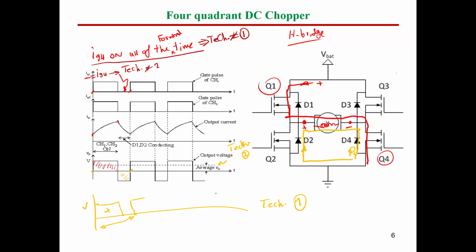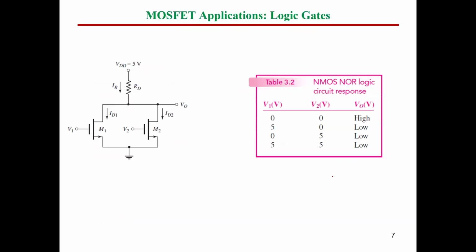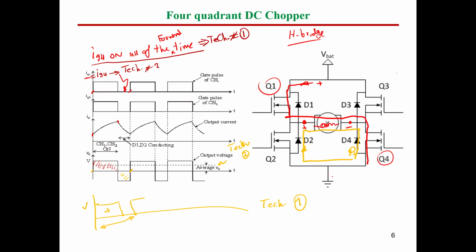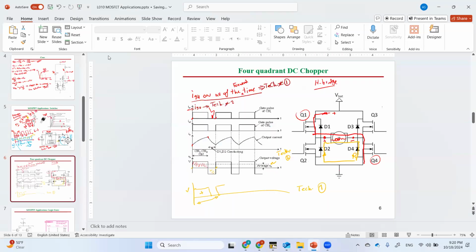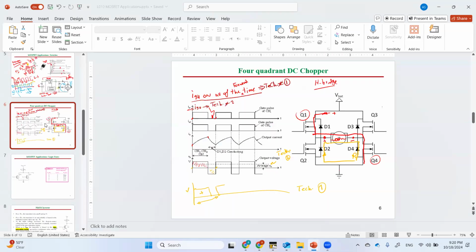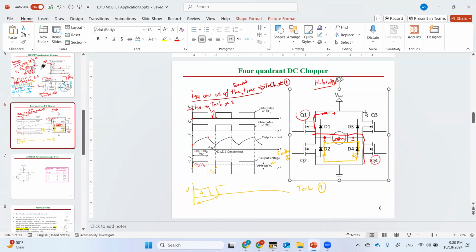So we discussed now the forward operation. Forward operation means plus volt and plus current. What about the negative voltage and current? Let me keep this one and take another slide.